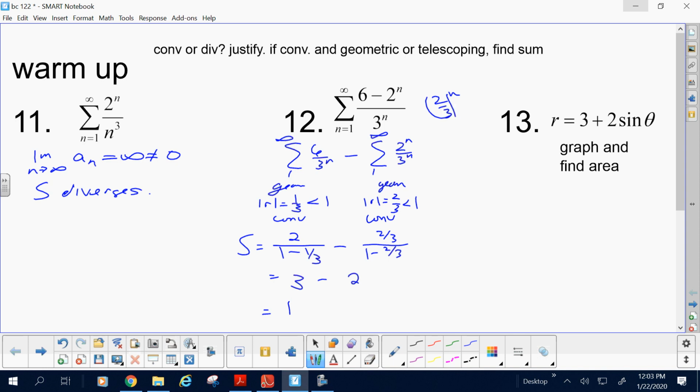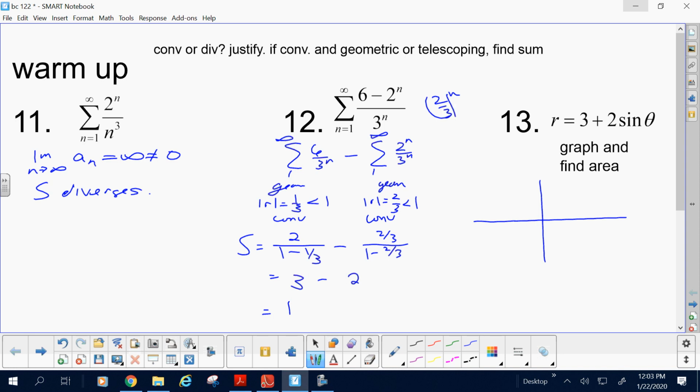Last but not least, what kind of graph is that? What's the family? It's a limacon. What kind of limacon? What are the 4 types of limacon? Convex, concave, cardioid, loop. Okay, which one is this? Concave. It's got a concavity to it.